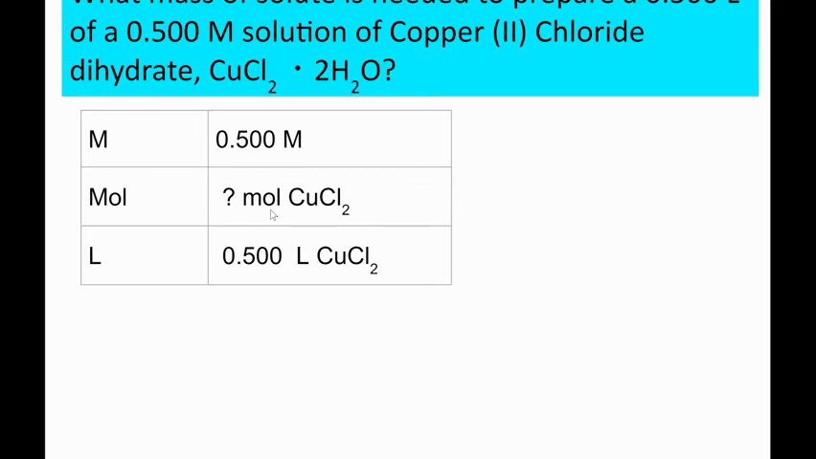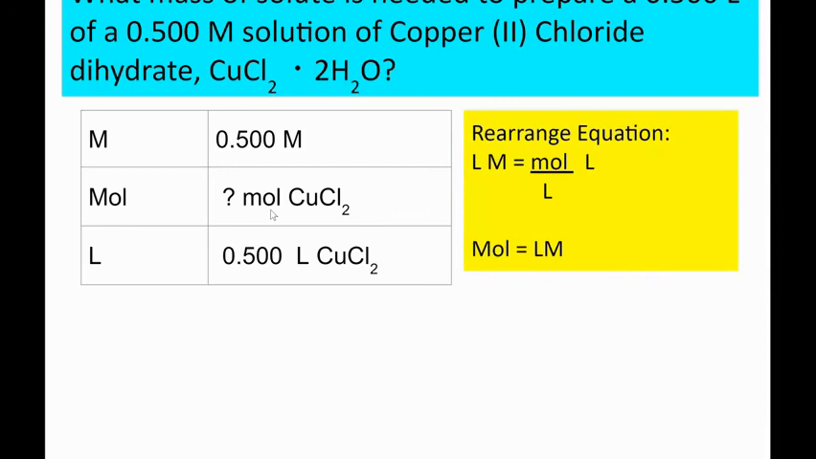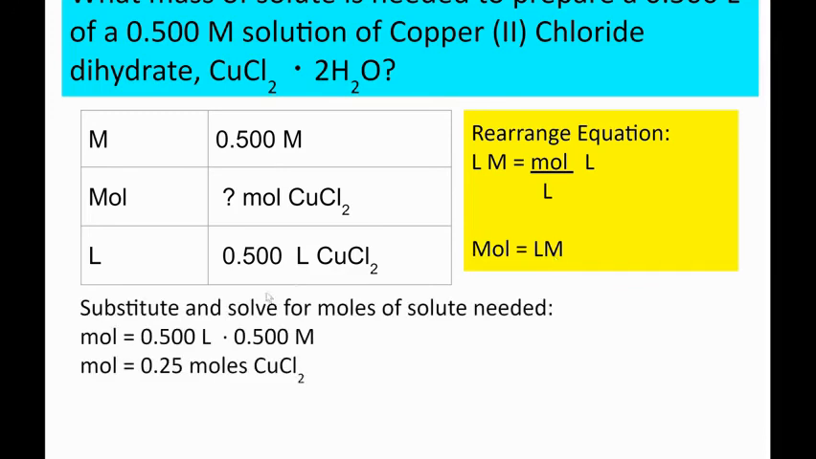To solve for moles, we're going to need to rearrange the equation. Molarity is moles per liter. Let's multiply both sides by volume. Volume will cancel out over here. So to solve for moles, we're going to take the volume of the solution times its molarity. So we can substitute and solve. 0.5 liters times 0.5 molarity, we're going to need 0.25 moles of copper 2 chloride dihydrate.